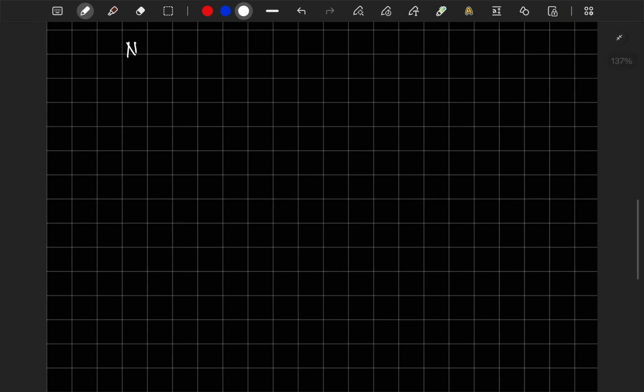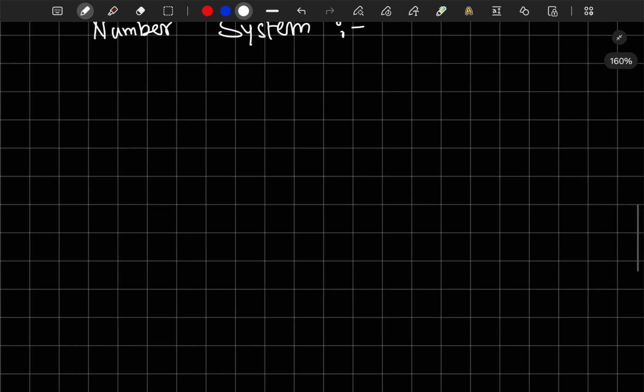Today we'll discuss the number system. So today's topic is number system. So first we classify the numbers. From all the number system we will say that this is the real number set, real number.